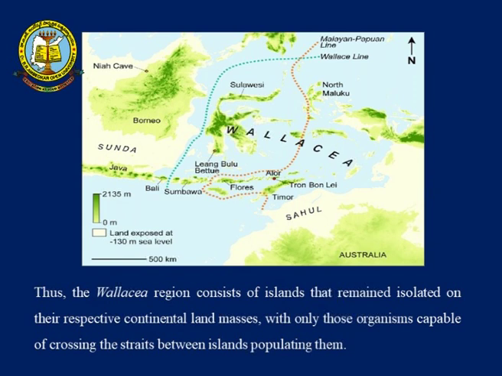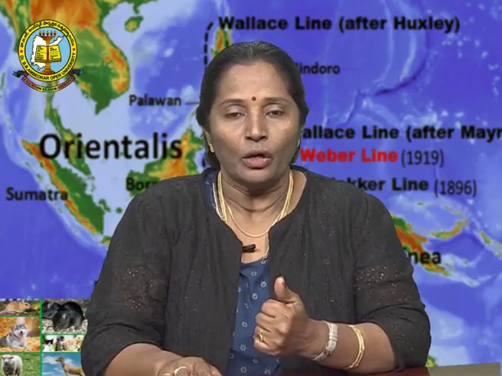If at all they were able to, they could just jump from one island to another and populate them, but otherwise all the animals could not do so. Now, what are the fauna of Wallacea? So, what did Wallace find out about the difference in the fauna?